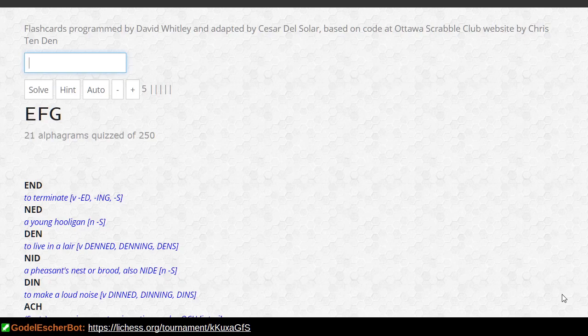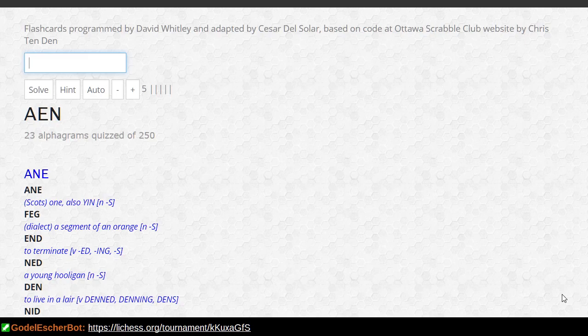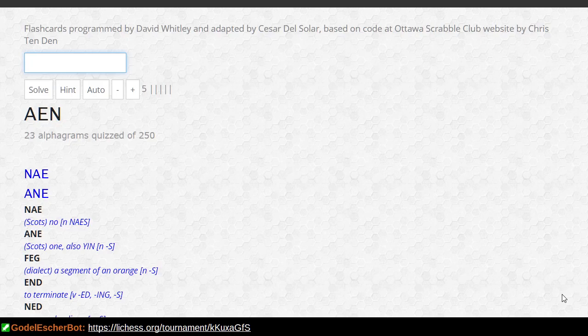Is it going to be fag or gef? Fag, a segment of an orange. Ain. It's Scots for one. Scots dictionary has quite a few words in it. Nay. It's another way to spell no. Yin? To give birth to yin. Alright.